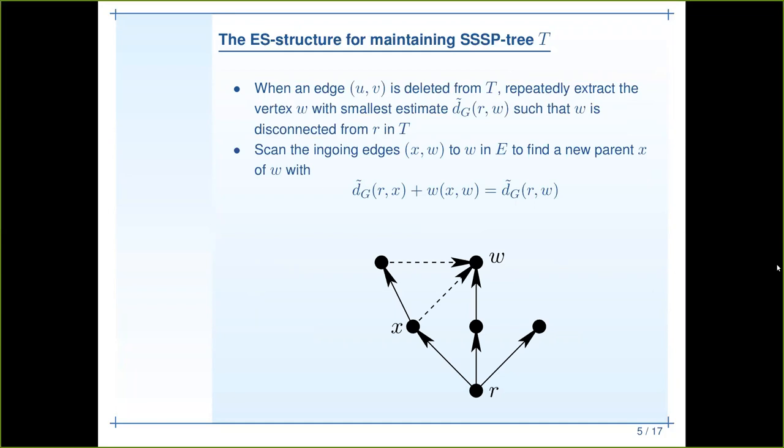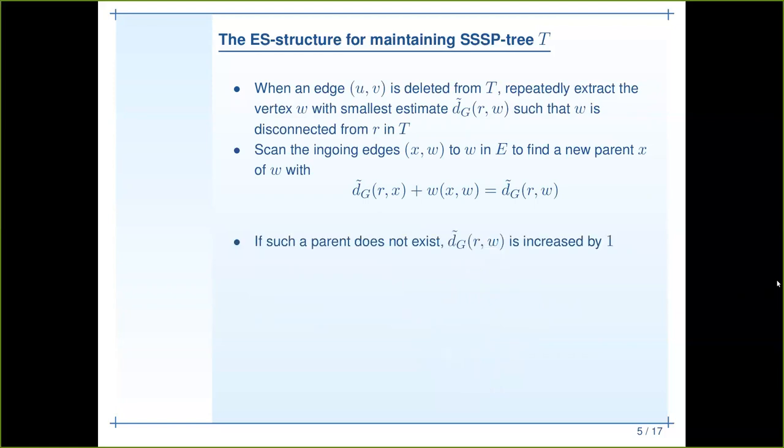Just an example here in the exact setting, if this edge here from this vertex to W is deleted, then W scans its in-neighbors to find that if it gets X as parent, it can keep its distance from R. But if this edge here is deleted as well, then W cannot keep its distance of 2, and therefore it will increase its distance estimate by 1. Now, if you maintain the shortest path tree only up to distance delta, then you can show that the total update time over all edge deletions is O of m delta, because every time a vertex increases in its distance by one, it only has to scan its in-neighborhood once in total.